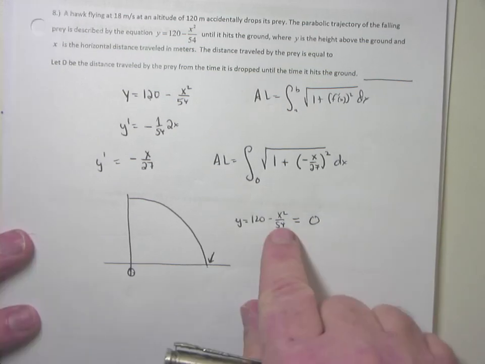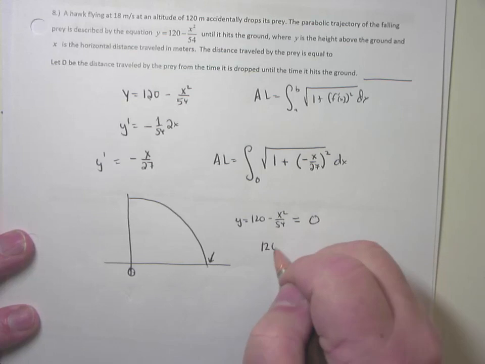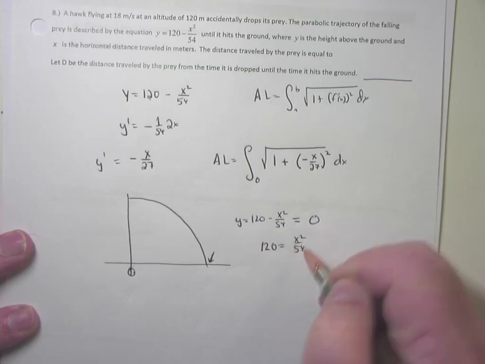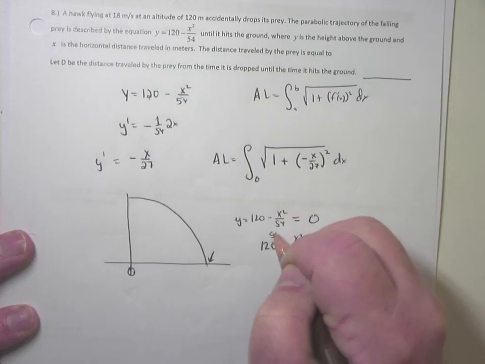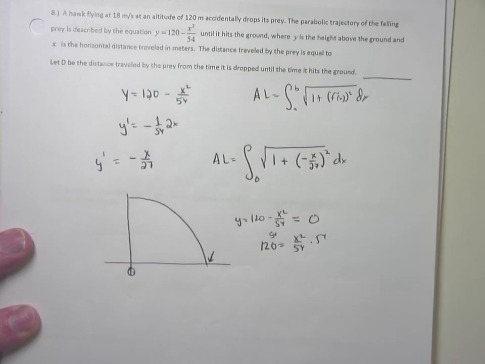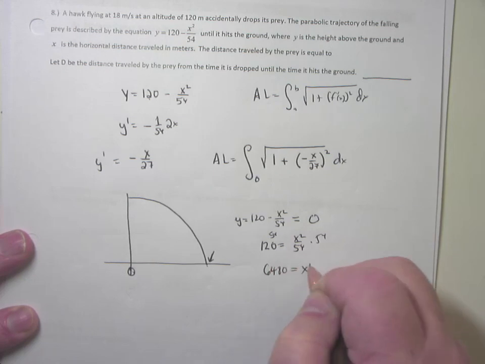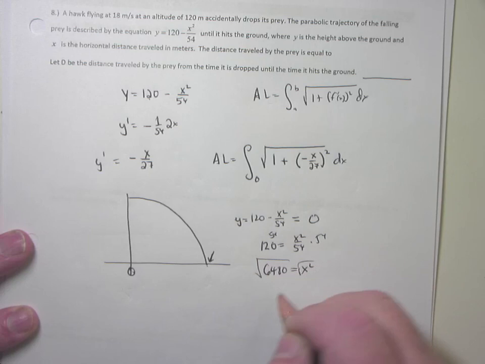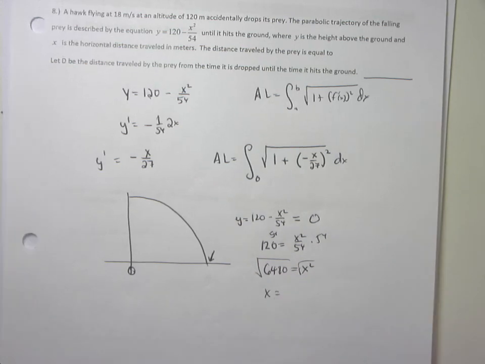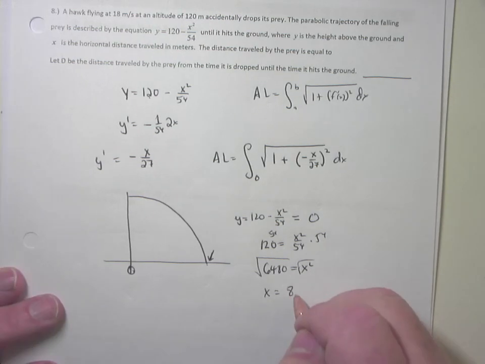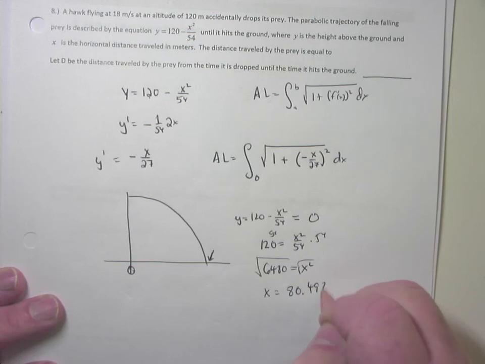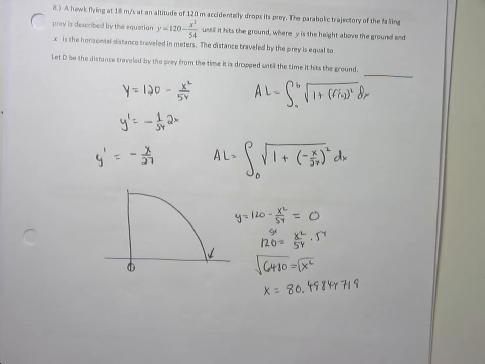I'm going to move this x squared over 54 to the other side, gives me 120 equals x squared over 54. I'm going to multiply both sides by 54. I get 120 times 54 equals 6,480 equals x squared. And then I take the square root of both sides. And the square root of 6,480 is 80.498444719. That's really when it, quote, hits the ground.